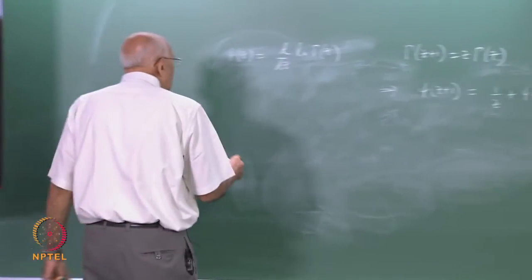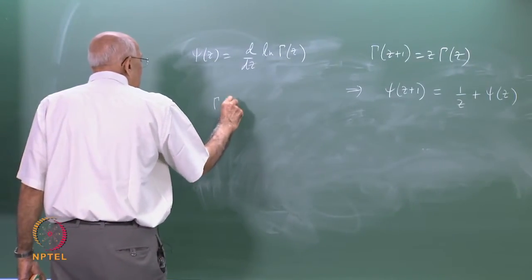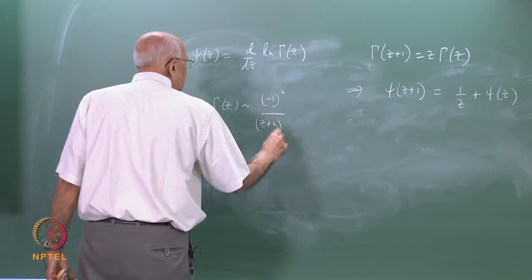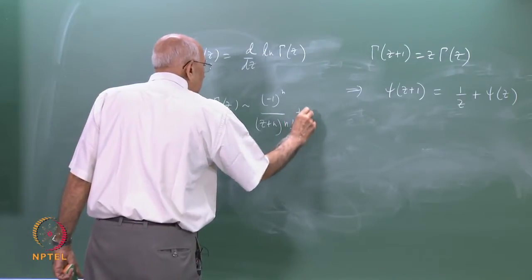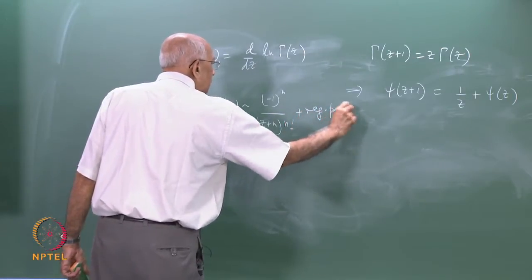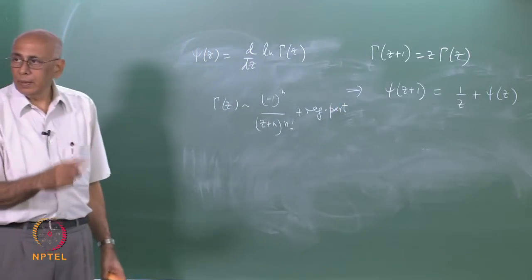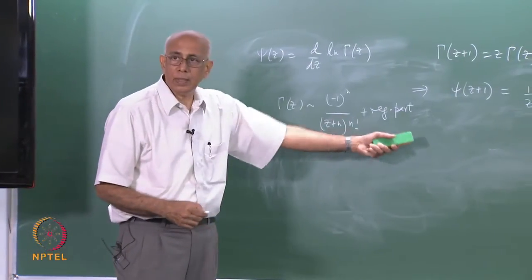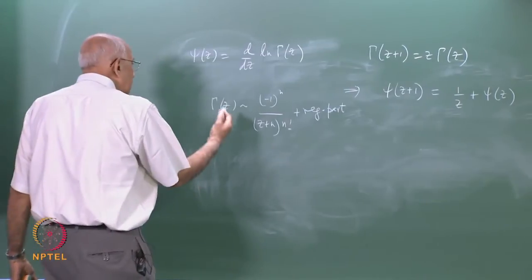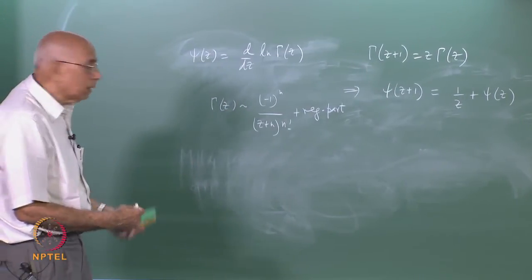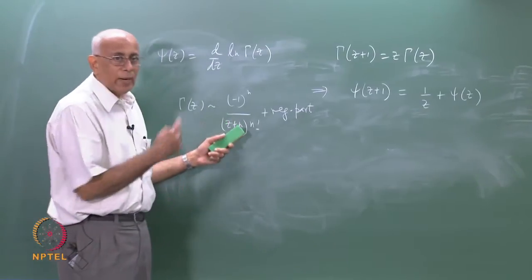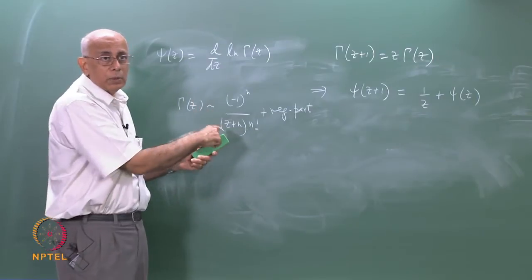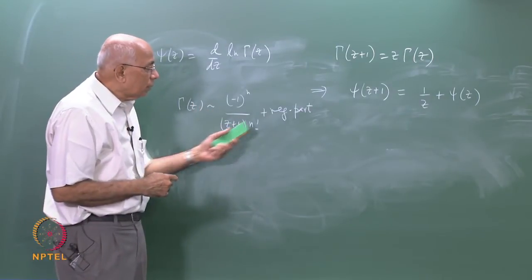Now I have already pointed out that gamma of z goes like minus 1 to the n over n factorial times 1 over z plus n, plus a regular part near z equal to minus n, near each of the poles. This is the behavior of the gamma function. This is the singular part and that is the regular part. Now if you differentiate this and divide by the gamma of z once again, I differentiate this, I get a 1 over z plus n squared. So the derivative of the gamma function has a double pole at z equal to minus n plus a regular part.